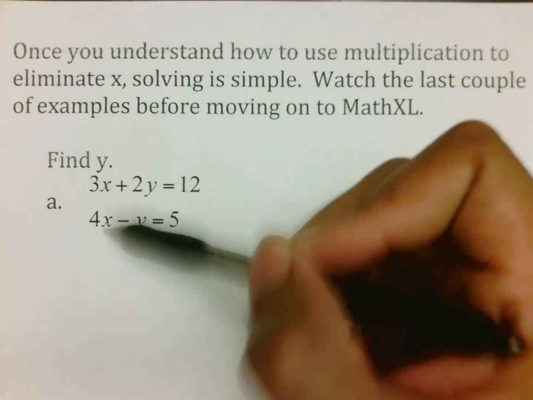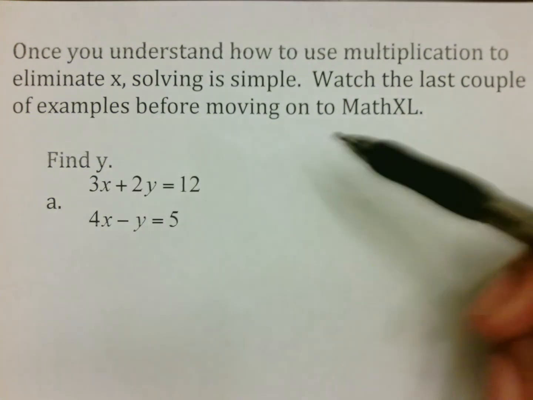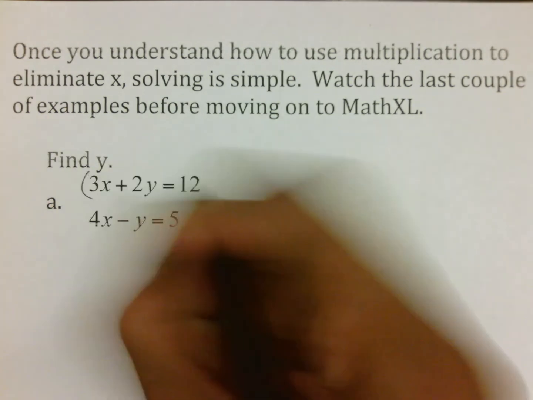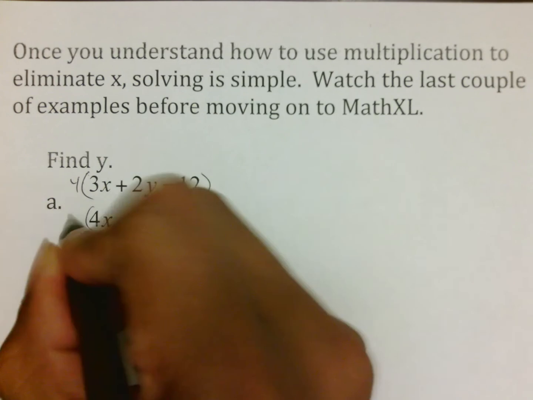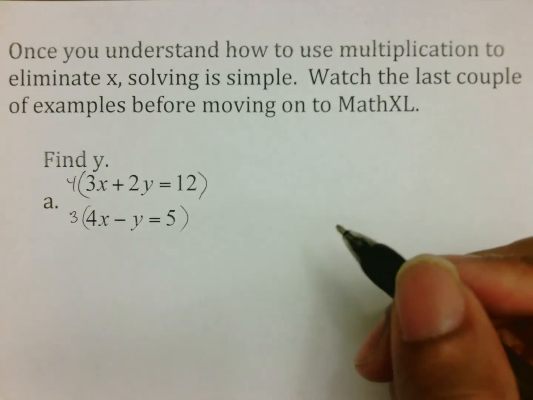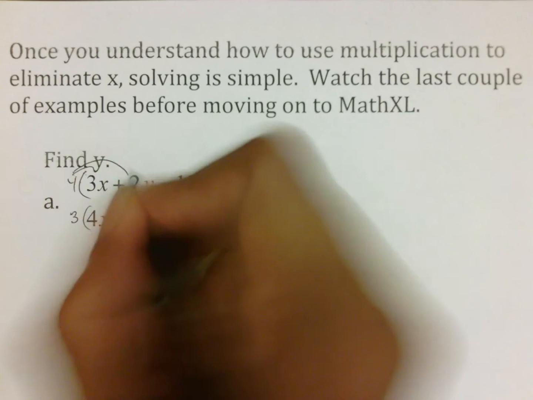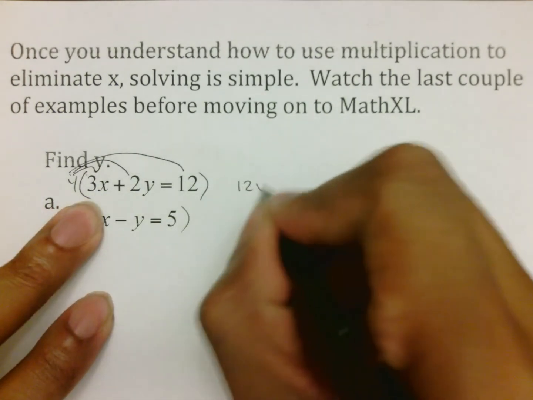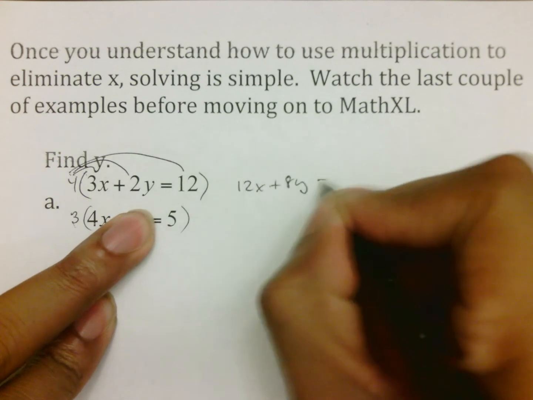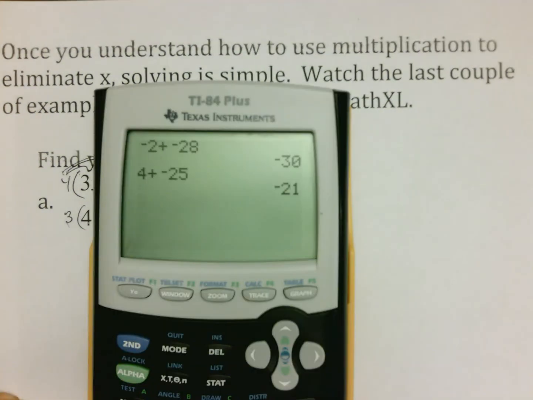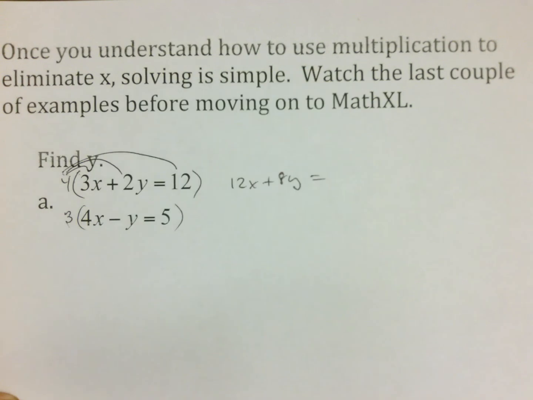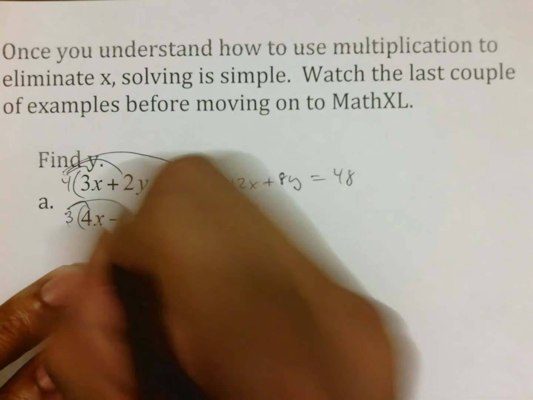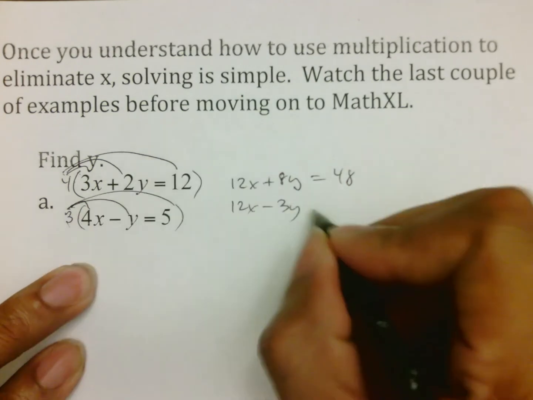We start out by looking at our x, even though we have a equals 12, a equals 5. Pay attention to the fact that everything is the same. You start out by making your x's match, multiply that by 4, multiply that by 3. Distribute, and be sure you distribute everything. If there are 3 things on the inside, everything has to be distributed. So we end up with 12x plus 8y equals whatever 4 times 12 is. And again, if you don't know, just use your tool. 48. Down here we get 12x minus 3y equals 15.